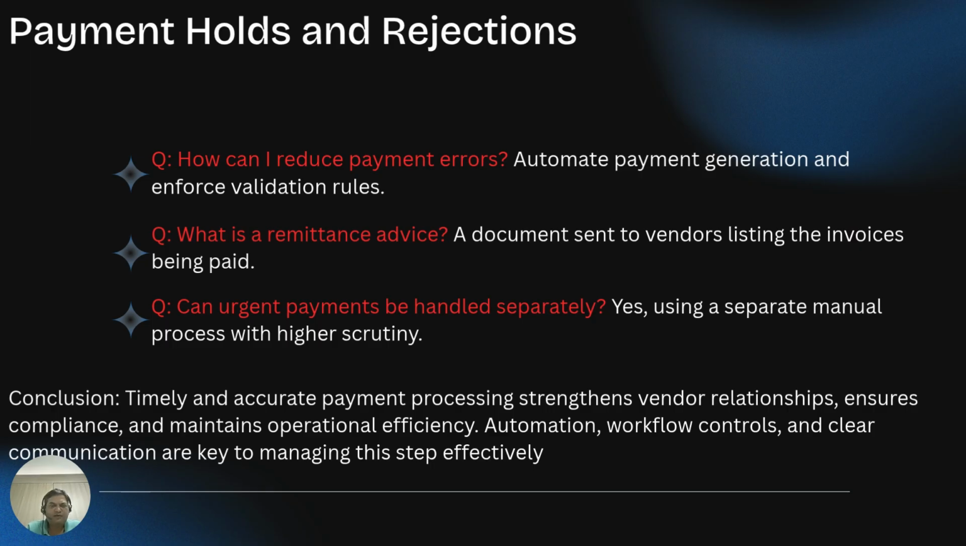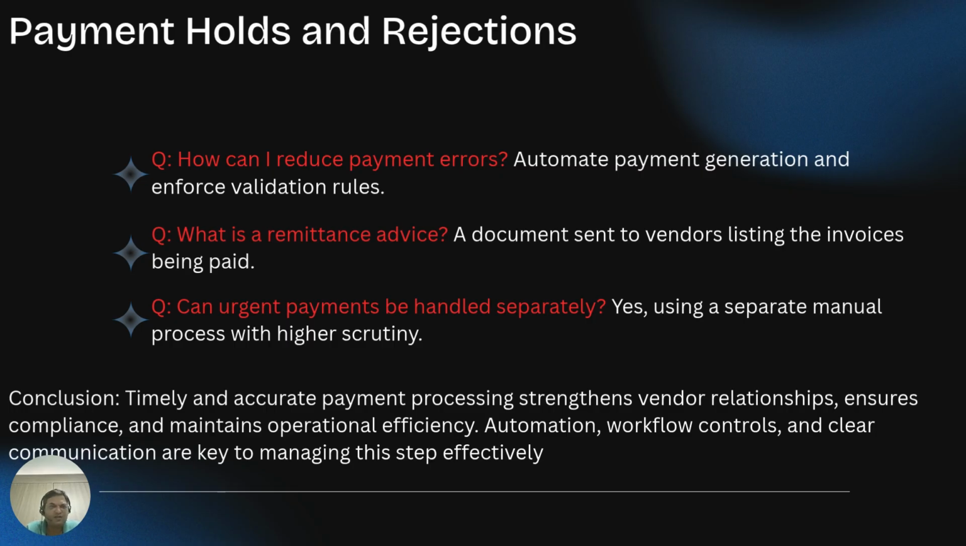Now, the most important part of the training is the frequently asked interview questions. This is primarily focusing on payments, holds, and rejections. One of the first questions that I have put here is, how can I reduce payment errors? If you are interviewing for the payment process, this is one of the common questions you can expect. The response is automated payment generation and enforced validation, which means you do minimum inputs and everything should be automated, so the automated system has an easy workflow. Also, it has validations in place.